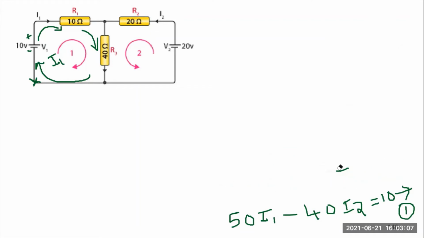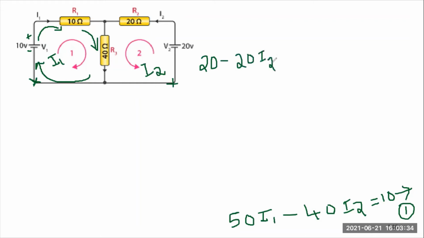So you need to consider the second loop. Let me consider this is your I2. This must be the I2. Okay, so I'll be starting at this particular point. Minus to positive, that will be plus only 20. 20 minus 20I2.